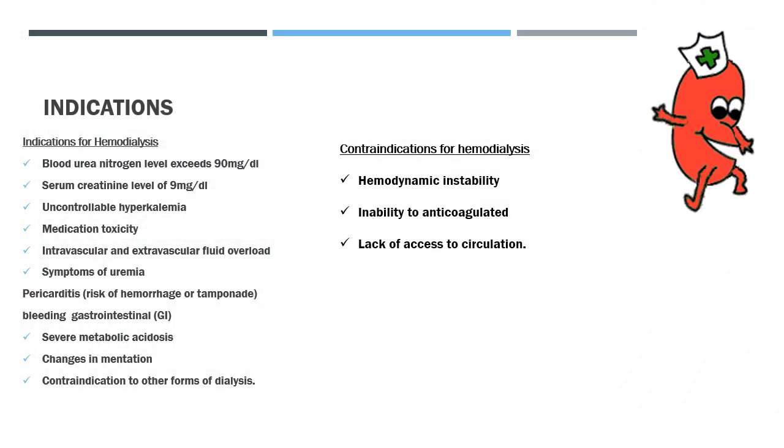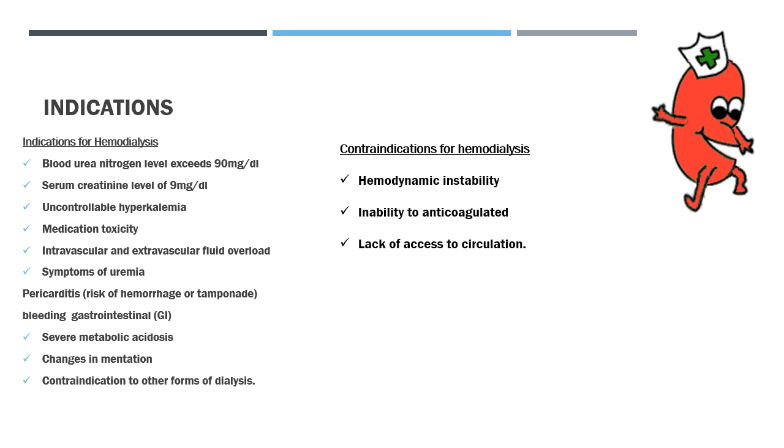In this slide, it states the indications for hemodialysis. So you have a BUN, which is blood urea nitrogen level, exceeding 90. You have serum creatinine levels of 9 milligrams, uncontrollable hyperkalemia, medication toxicity, intravascular and extravascular fluid overload, symptoms of uremia, pericarditis, and gastric bleeding, severe metabolic acidosis, changes in mentation, and any contraindication to other forms of dialysis.